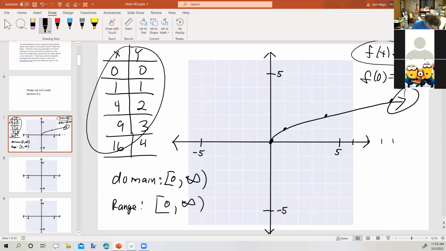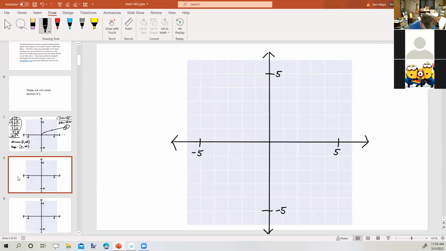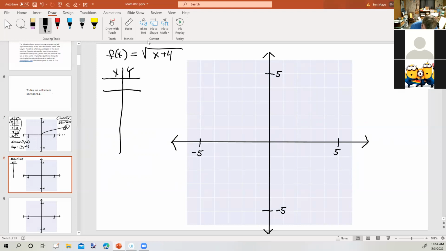All right. How about, let's see here. This one. It says, graph each function, give the domain and range, see examples. Okay. So graph each function. F of x equals the square root of x plus 4. So the plus 4 is inside the radical.